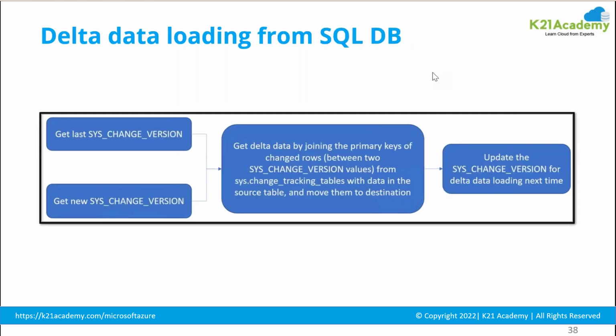Delta loading from SQL DB can be done using the system change number, the system change version. It can also be done using CDC, change data capture technology. Your temporal tables in SQL DB maintain the system change version of the row. If you look at the sys.change_tracking tables, you will see that the system change version will change for rows that are newly inserted or whose value has been updated. That tells you that the row has been updated.